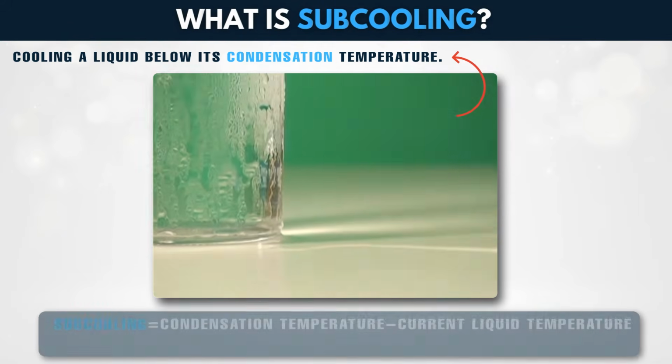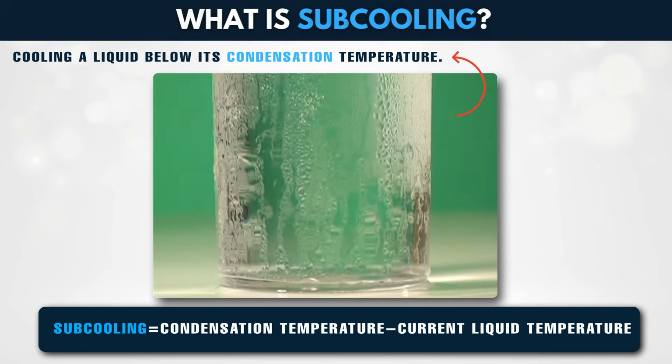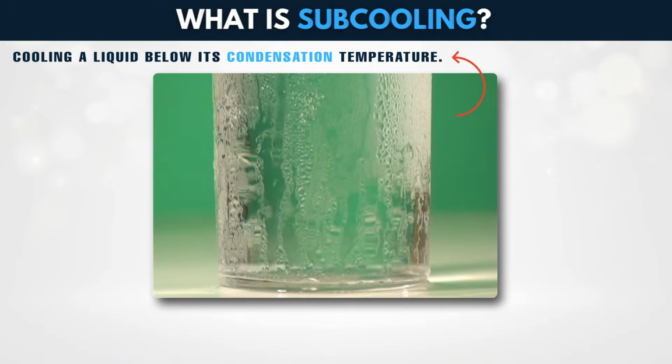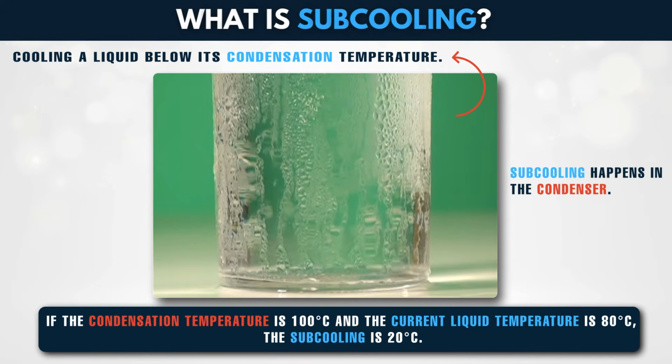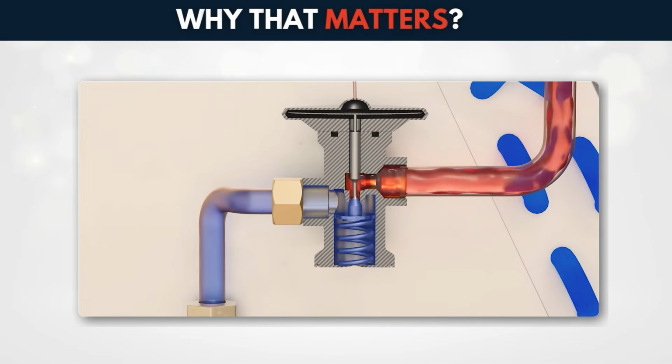Formula for subcooling: subcooling equals condensation temperature minus current liquid temperature. For example, if the condensation temperature is 100 degrees Celsius and the current liquid temperature is 80 degrees Celsius, the subcooling is 20 degrees Celsius. In HVAC systems, subcooling happens in the condenser. Why does that matter? It ensures the refrigerant reaching the expansion valve is 100% liquid. It prevents flash gas before the metering device, improving efficiency.